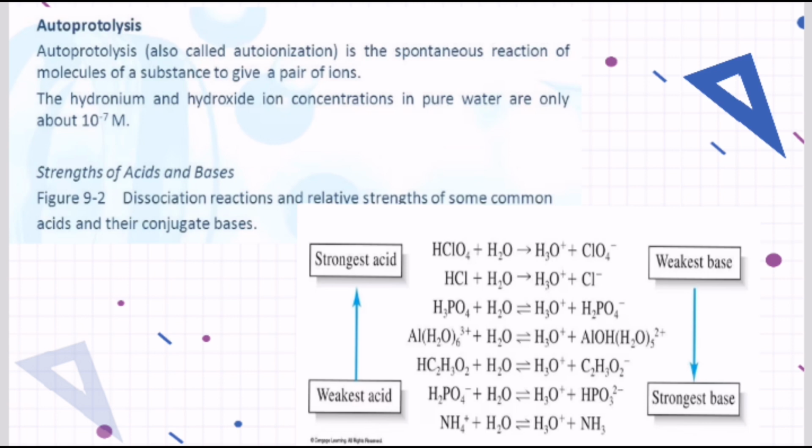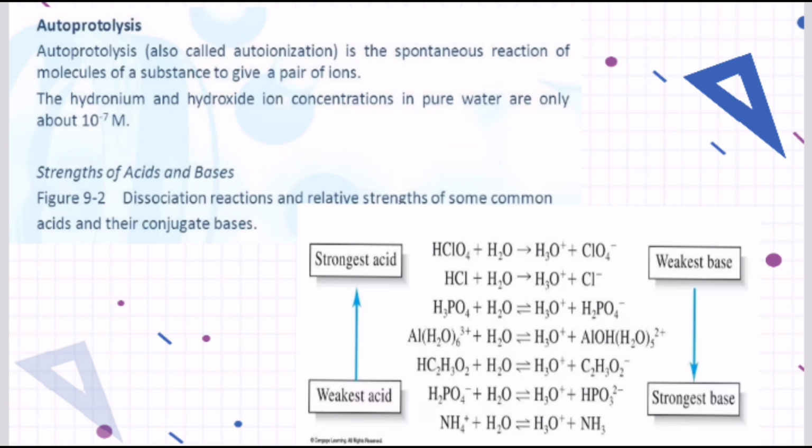Strengths of acids and bases: dissociation reactions and relative strengths of some common acids and their conjugate bases. This shows the strongest acid, the weakest acid, the weakest base, and the strongest base. The most common strong acids include hydrochloric acid, HBr, HI, HClO4, HNO3, the first proton in H2SO4, and the organic sulfonic acids, RSO3H.